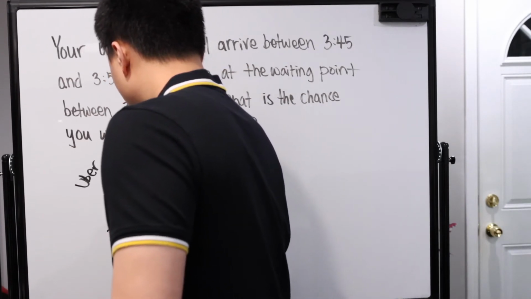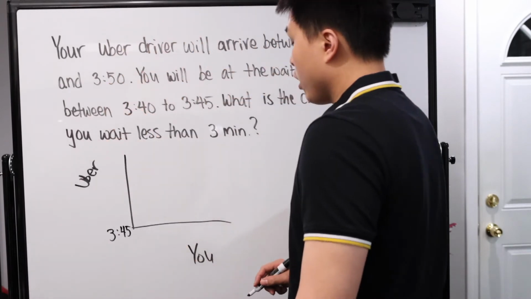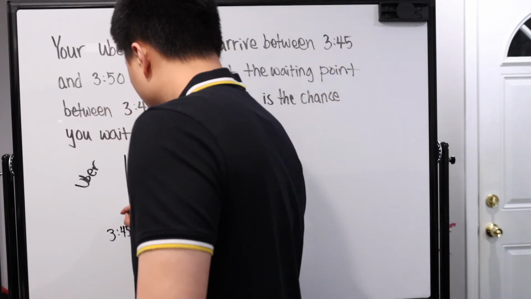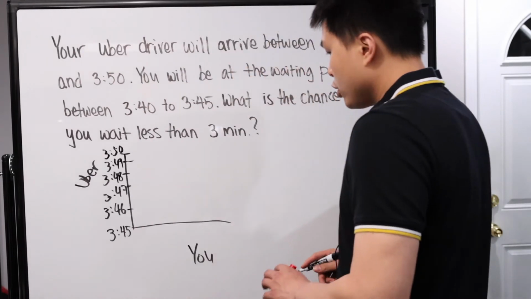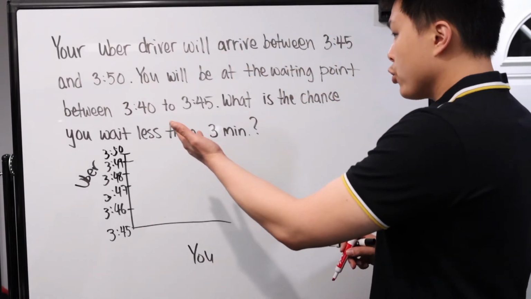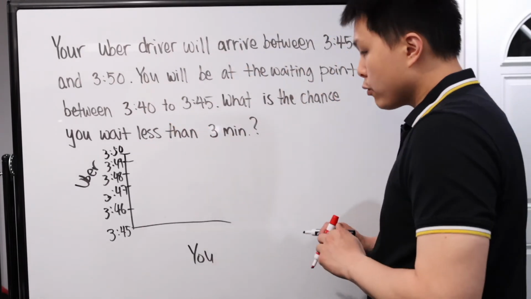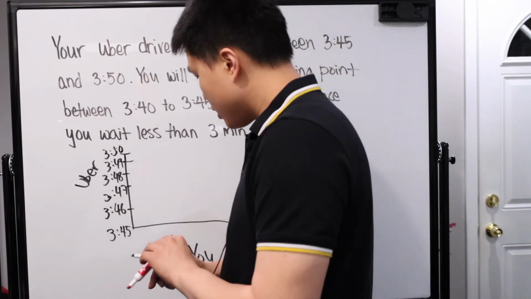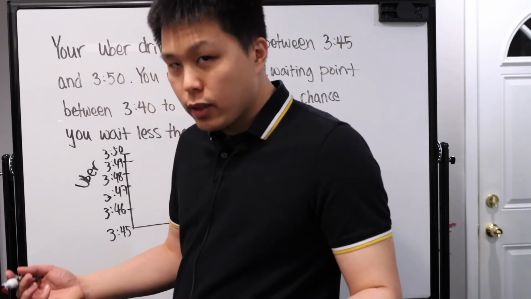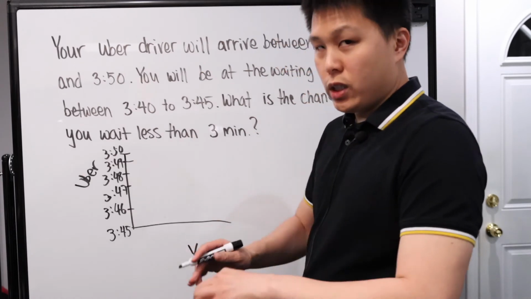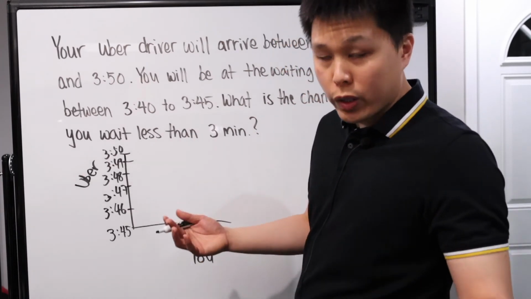Right, and then there's all the way until 3:50. So let's just go by 1 minute increments. Okay, so for you, you're going to be arriving between 3:40 and 3:45. Now that's the odd thing, but it also makes sense because anything that's not within that time range doesn't matter, doesn't count, we don't care, right?